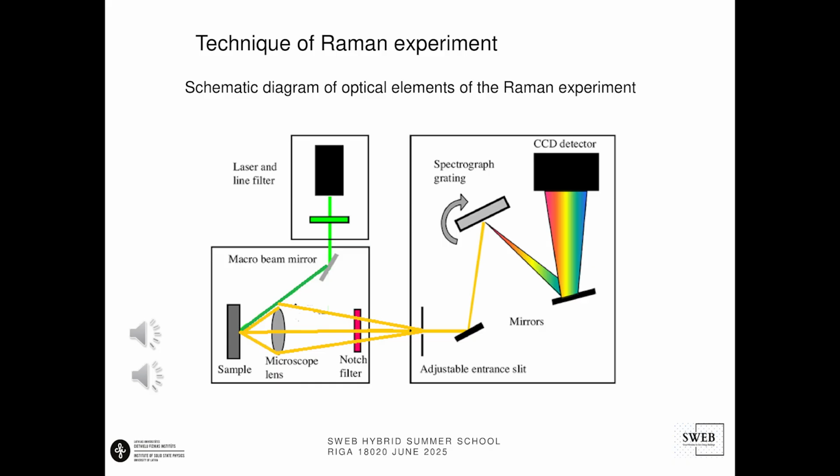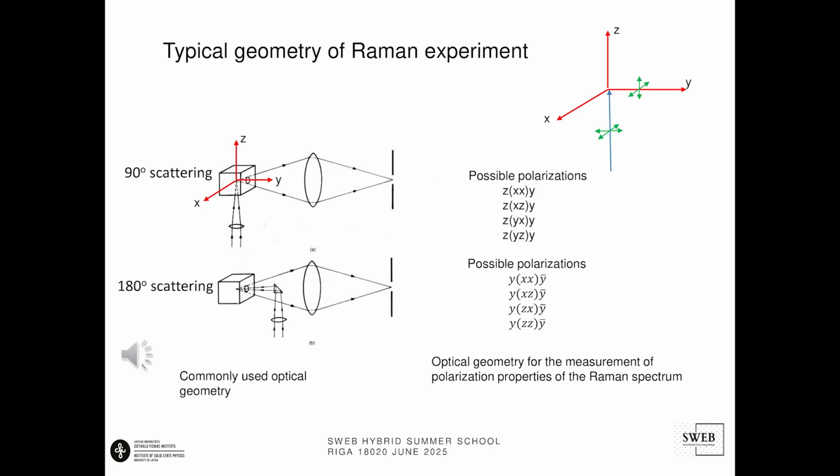In a monochromator, a grating splits the light into wavelengths, which is projected onto the detector plane. CCD detectors are currently widely used. The most commonly used optical geometries are 90 degrees and 180 degrees. 180 degrees, or backscattering optical geometry, is used in Raman spectrometers with a microscope.